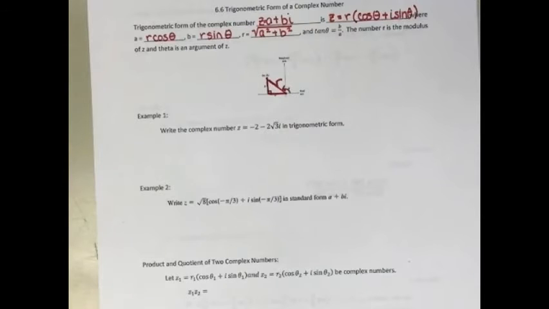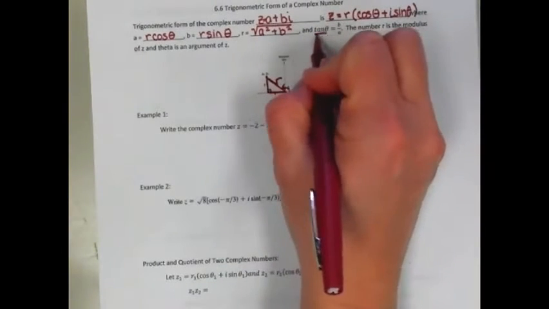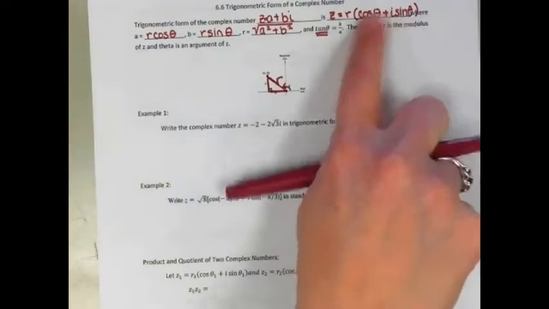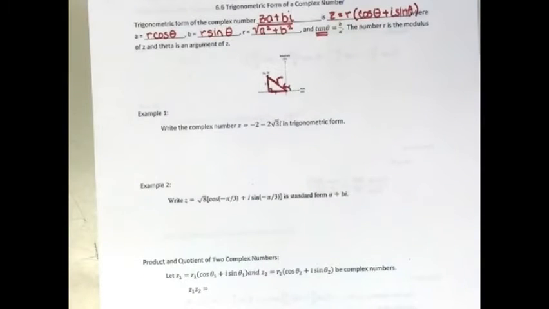Now, again, the tangent of theta, how do we find the tangent of theta? It's sine over cosine. So in this case, wouldn't it be b over a? And the number r is the modulus, and theta is your direction angle.